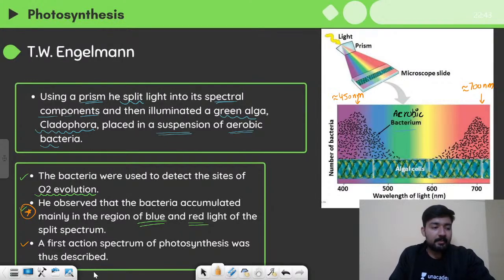So the first action spectrum of photosynthesis was thus described, right? These were the experiments performed by Engelman, and this is the action spectrum which was observed, that most of the oxygen, or most of the activity of the plant, is seen at blue and red light. So it is very significant. Alright, let's move on.